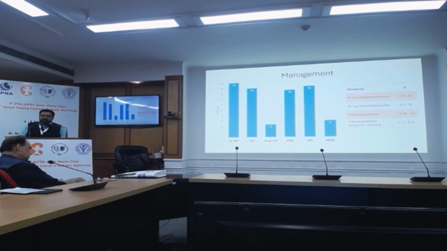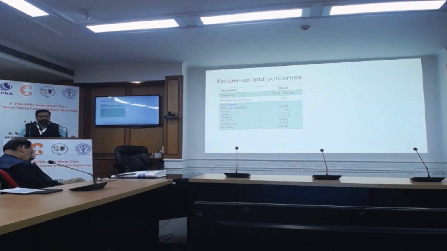Methylprednisolone, 3 pulses, was the standard dose given for most patients. Many also required IV cyclophosphamide, 4 pulses at median. Plasmapheresis, when performed, was a median of about 10 sessions in most patients. Many patients also required dialysis for about 2 to 3 months. However, the final outcomes would be presented in the next slide. During a median follow-up of about 10 months, only 1 patient had relapsed in the entire cohort.